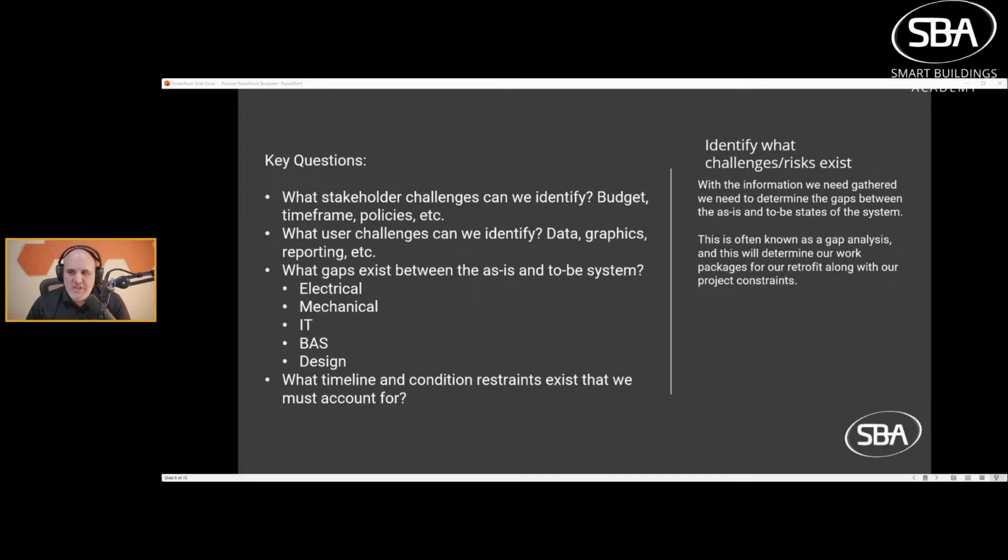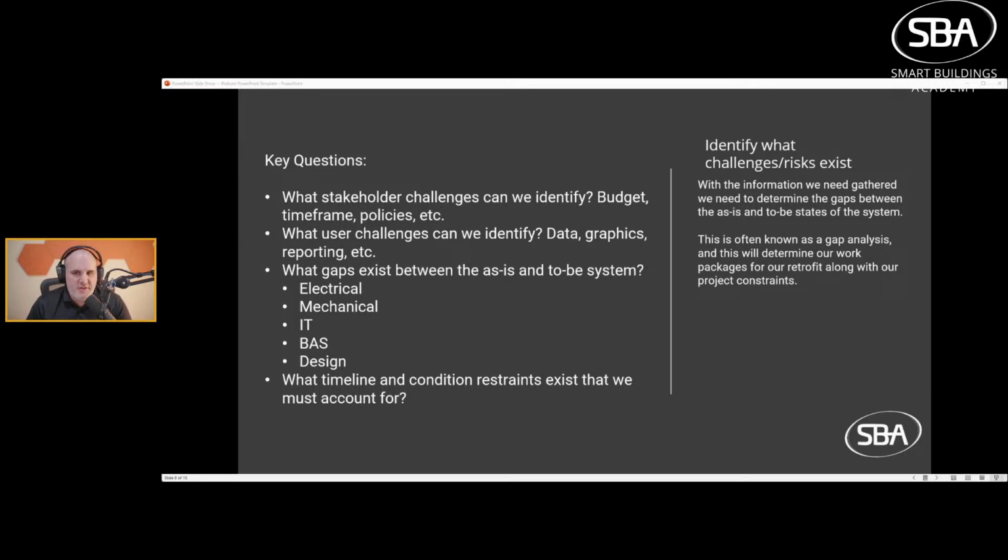And then finally, we get into the fun part of any retrofit project, which is making sure we don't get sued. We don't have horrible slippage. We don't just lose all of our executed margin on this project. We want to try to avoid those things, right? So with the information we gathered, we're going to do what's called a gap analysis. This is the gap between the as-is and the to-be states of the system. This gap analysis is ultimately going to determine our work packages for our retrofit along with our project constraints.